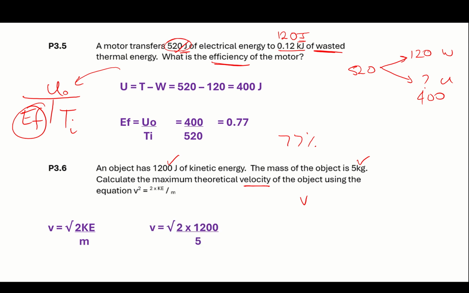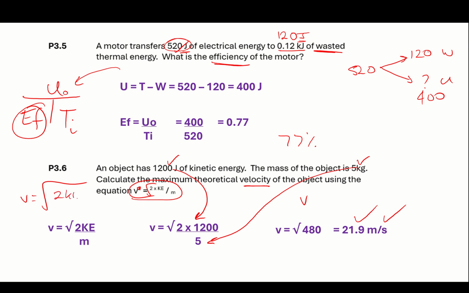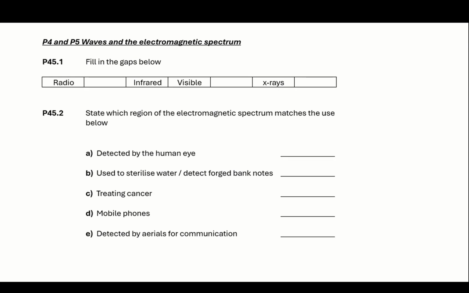Now let's pull the values in. So I need 2 lots of 1,200 divided by 5. Well, that means I need the square root of 480, put it in a calculator, and I want the velocity, 21.9 meters per second. But the crucial part is to rearrange this. I just need to square root that side, and that'll get rid of that square. So v equals the square root of 2ke over m. Learn it well. And that's that section done.